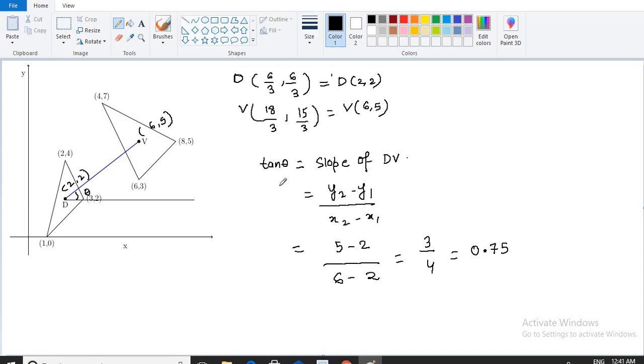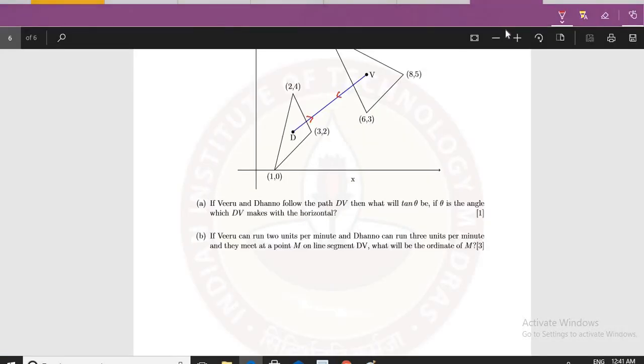So the tan theta that you are getting is 0.75. So the answer will be 0.75. Let's see the next question.